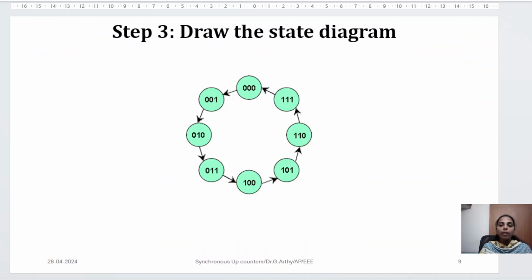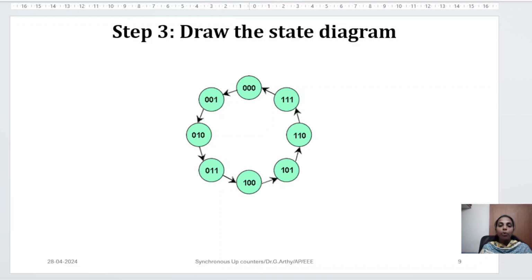Now we have to draw the state diagram. The state diagram shows the number of states. Now see, it's a 3-bit counter. So if it is 3 bits, it can count 2 power 3 values, that is 8 values, starting from 0 to 7. So here it is 0, 1, 2, 3, 4, 5, 6 and 7. Totally 8 states are there. These individual circles are known as states. So this is known as the state diagram.